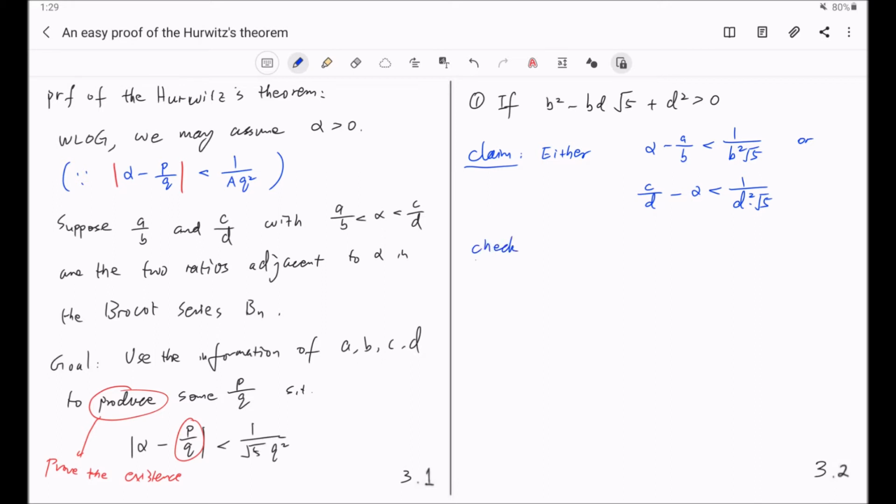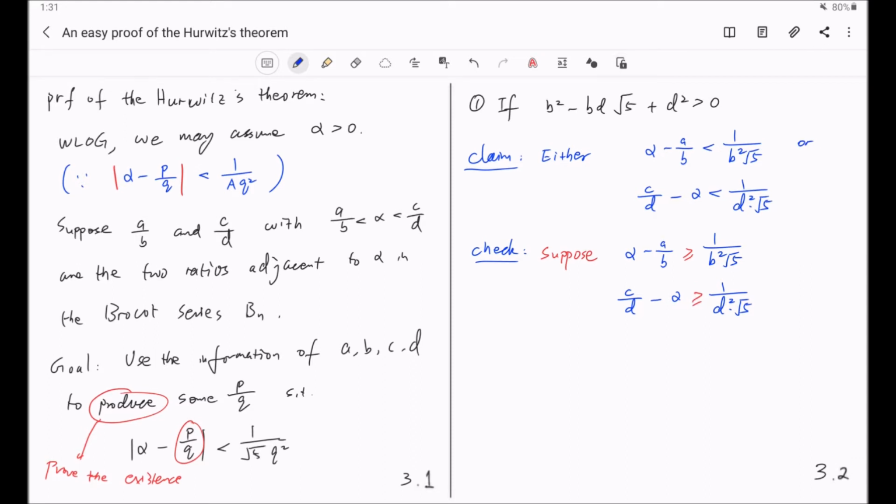Now let's check this claim. First, suppose we have the reversed inequality. The trick is that you add them up. What you get on the right hand side is 1 over square root of 5 times 1 over b squared plus 1 over d squared. And on the left, notice alpha cancelled out, c over d minus a over b.